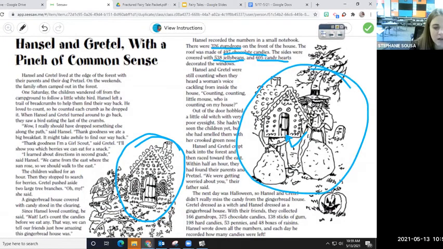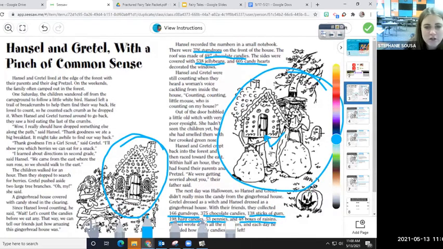Dun, dun, dun, dun. With their friends, they collected 166 gumdrops, 375 chocolate candies, 138 sticks of gum, 198 hard candies, 53 pennies, and 48 boxes of raisins. Hansel wrote down all the numbers, and each day he recorded how many were left.